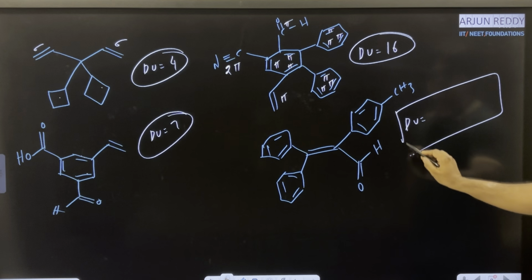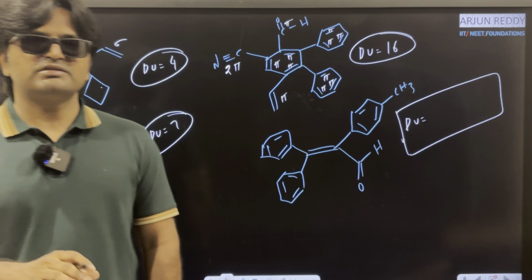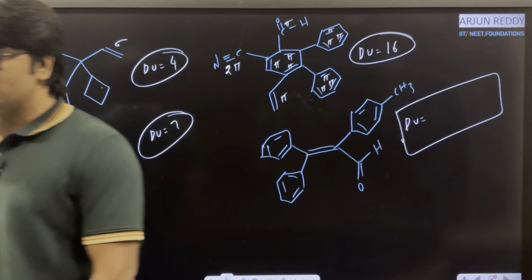Come to this example. Again, a very clear structure is given. We can easily identify the number of pi bonds and the number of rings. Calculate the degree of unsaturation.